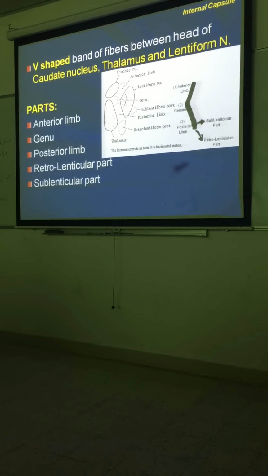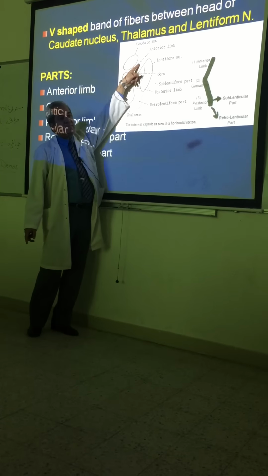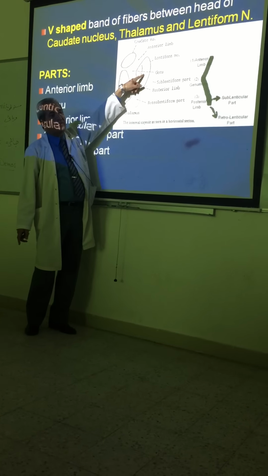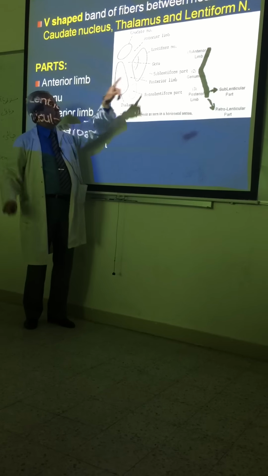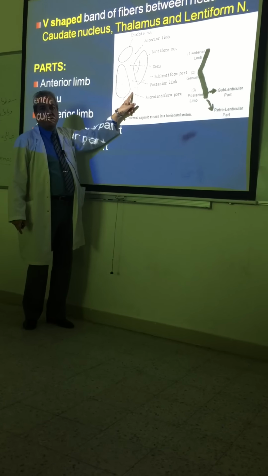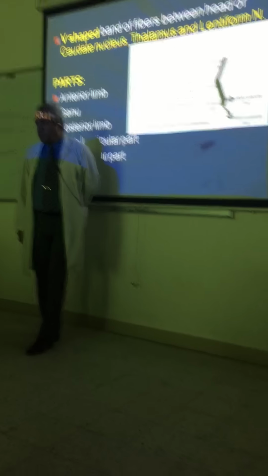It has 5 parts, anterior limb, between the caudate nucleus and lentiform. Genu means bend. Posterior limb, sublenticular part and retrolenticular part.